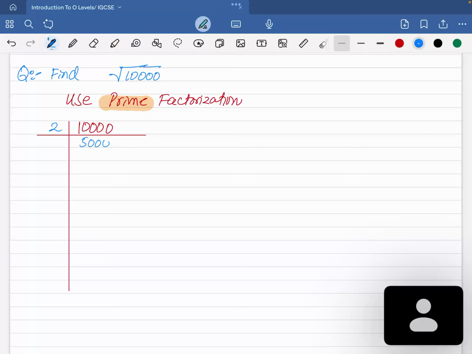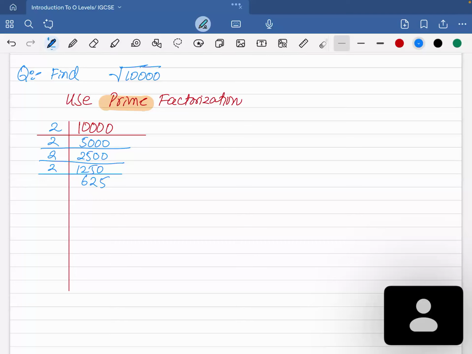So it would be 5,000. Half of 5,000 is 2,500. Agree? Half of 2,500 is 1,250. Half of 1,250 would be how much? Mental maths. 625. Am I right or not? Yes, sir. Last digit is 5.